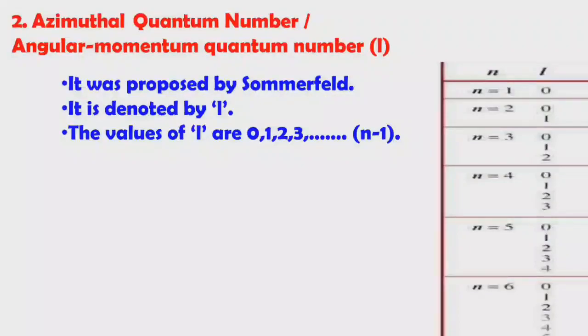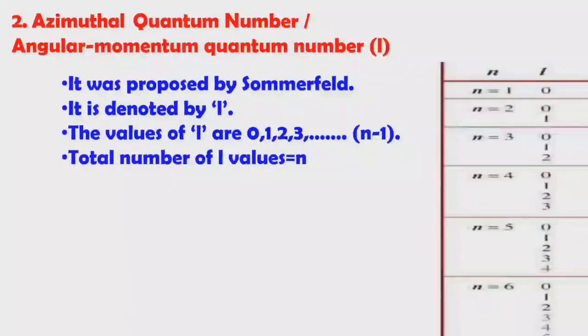n is equal to 1, then l value is 0. l value 0 indicates s orbital. So in K shell only s orbital is present. n is equal to 2, l values are 0, 1. 0 indicates s orbital, 1 indicates p orbital. So in second shell, L shell, s orbital and p orbital are present. n is equal to 3, l values are 0, 1, 2. So s, p and d orbitals are present in third shell. n is equal to 4, l values are 0, 1, 2, 3. So s, p, d and f orbitals are present in fourth shell.